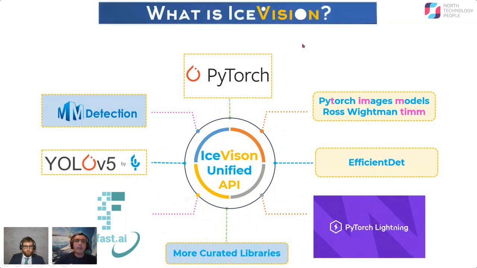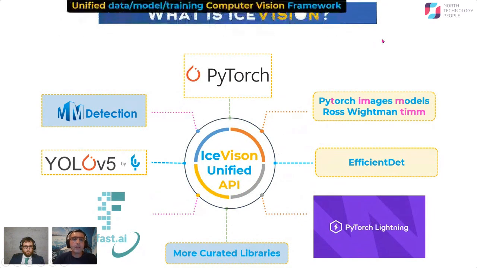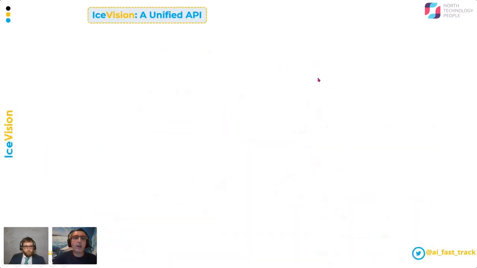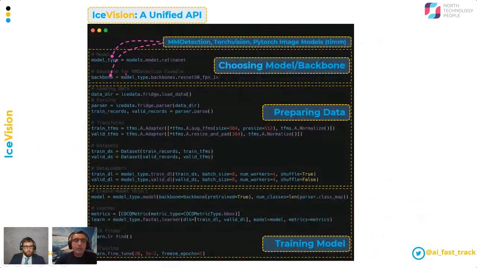So basically, IceVision is a unified computer vision framework that deals with data, the model, and the training at the same time. To give you a sense of how it's unified, this is the kind of code snippet that any IceVision user will use. It's a very standard code snippet, and it always follows these steps.